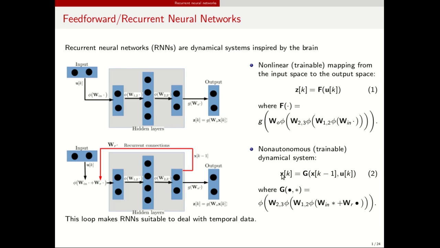And so the internal state x at time k would depend on the internal state at the previous time k minus 1 and the current input vector u, and that can be expressed by this map that I labeled as G. Of course, this loop makes recurrent neural networks suitable to deal with temporal data, and it is exploited to solve tasks such as speech recognition, handwriting recognition, and so on.